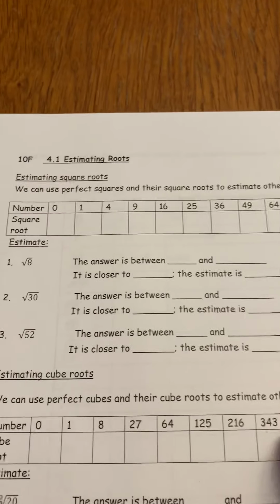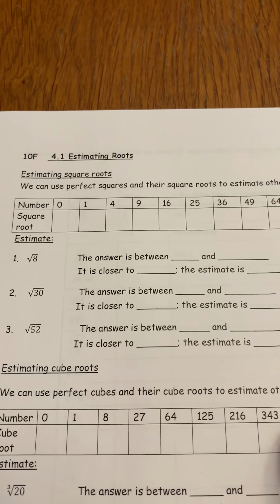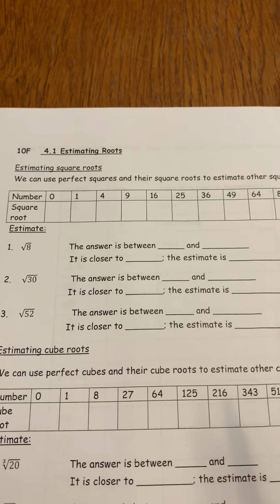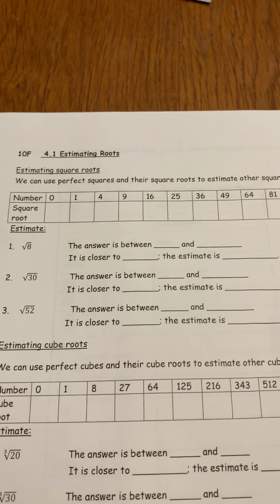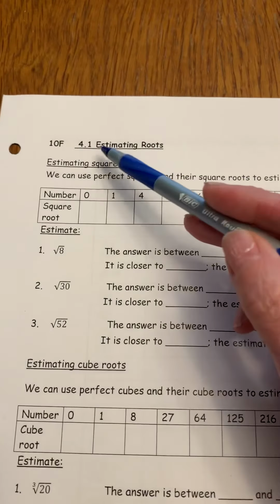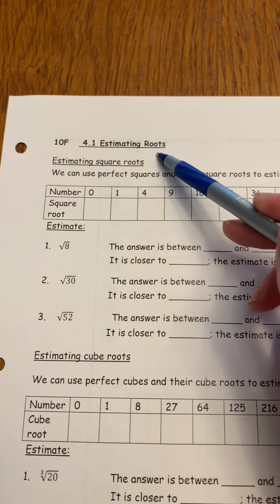Okay, so yesterday we started with actually 4.6. We went to the end of the unit. There's a reason for that. I like to review the exponent laws before we get to tougher exponent laws, so that'll just be fresh in your mind. So now we're going to head back to section 4.1, and this is called estimating roots.